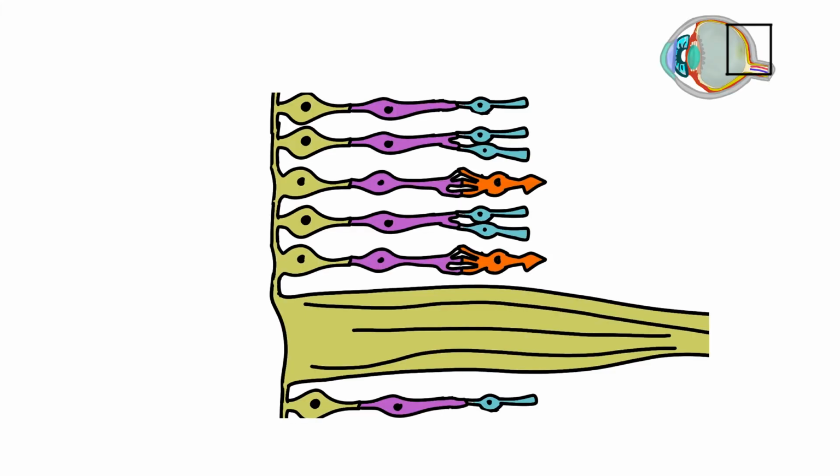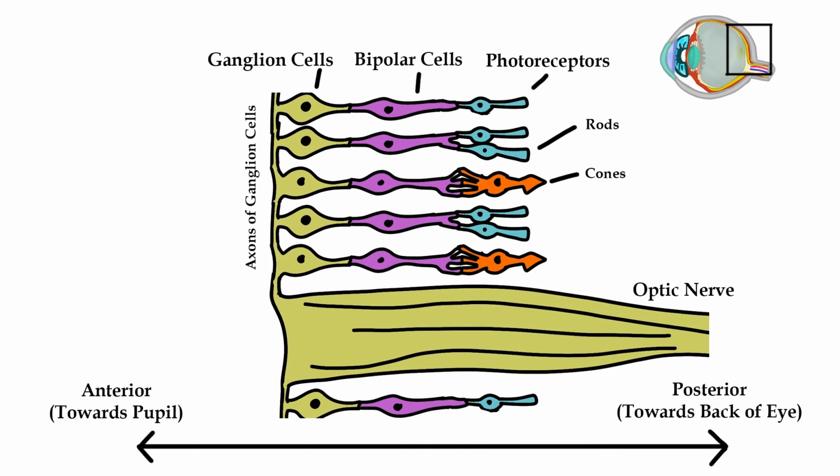Okay, so now we're going to look at retina physiology. So we're going to zoom into the retina, and we're going to see how it detects light and how it sends that information to the brain. But first, let me label everything here, and we can orient ourselves. On the left-hand side is more towards the anterior, so that's towards the pupil, while on the right-hand side is more towards the posterior, towards the back of the eye.